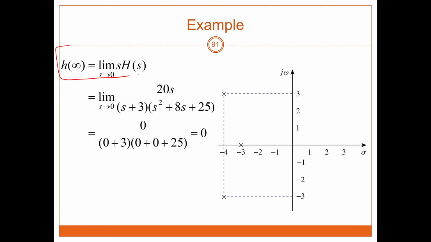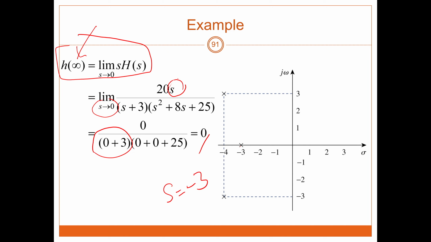This is the formula. The final value means h at time t going to infinity. When we multiply by s according to the formula and substitute s equal to 0, again we have this final value is 0. So we identify the root is 3, so s equal to minus 3. So this is the pole here. So this is the region of convergence, in the left.